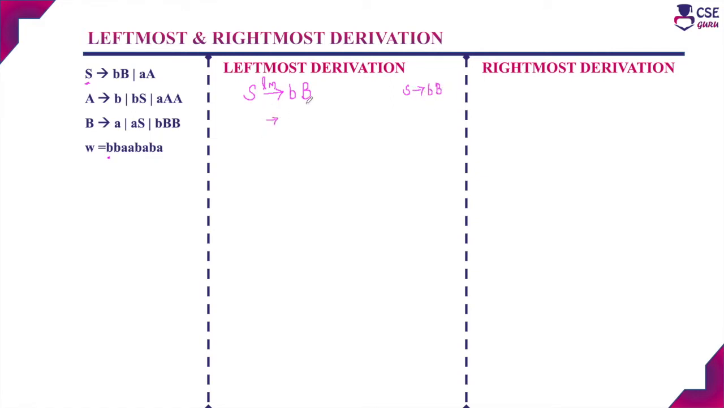Next step, there is only one non-terminal here. If there is more than one non-terminal, we have to choose the leftmost non-terminal and apply the production rule. That is the leftmost derivation. Since only one non-terminal is there, we apply the production rule for B. The next character we have to get is B, so choose the production rule for B that starts with the terminal B. There is only one such rule, B tends to BB, so apply it.